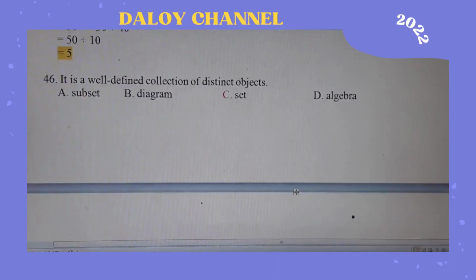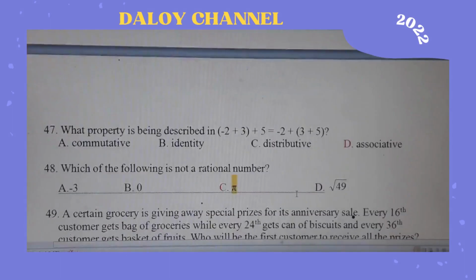Number 46. It is a well-defined collection of distinct objects. So what is that? Try to find it out in the given options. For number 47, what property is being described in the quantity of -2 plus 3, to be added by 5, equal to -2 plus the quantity of 3 plus 5?